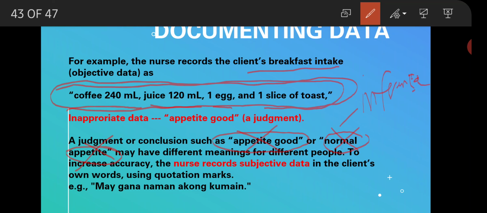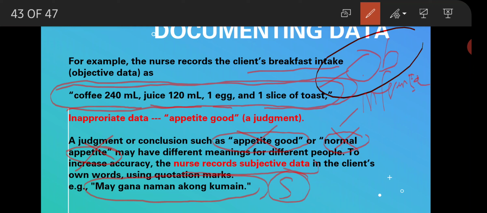Then, to increase accuracy, the nurse may also record subjective data using the statement of the client. Let's say, sabi ng client, may gana akong kumain. So, you will have two types of data for the client. We have the subjective data here, and you have your objective data here. Clear? Okay.